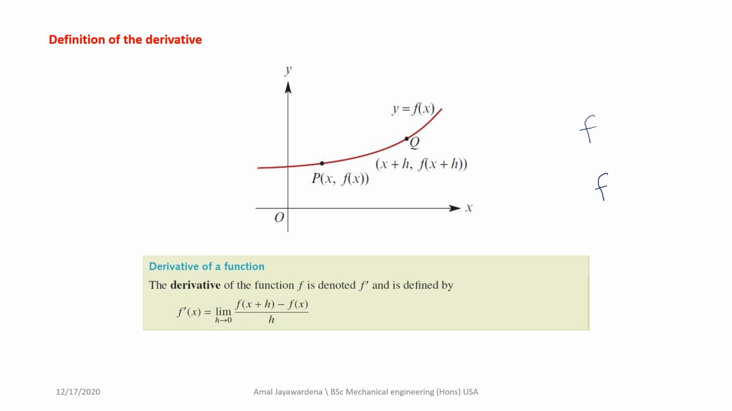So if they give you something like f(x) equals 5x squared plus 10x, and they say find f dash, that means find the derivative of f(x) with respect to x. Or by the basic principle, in this lesson we're going to find the limit as h approaches 0.